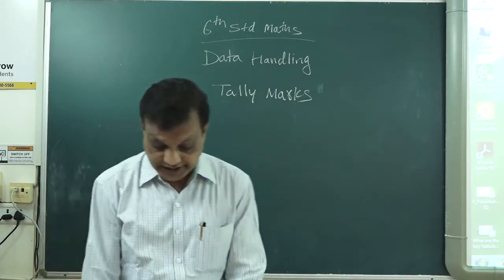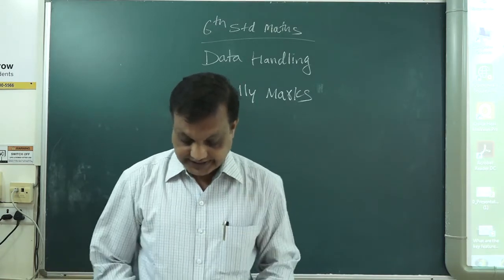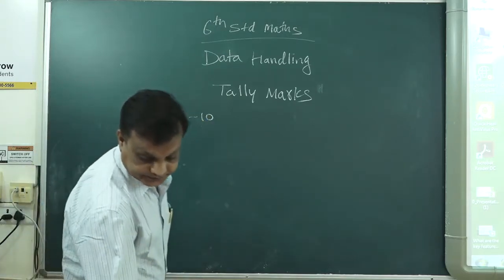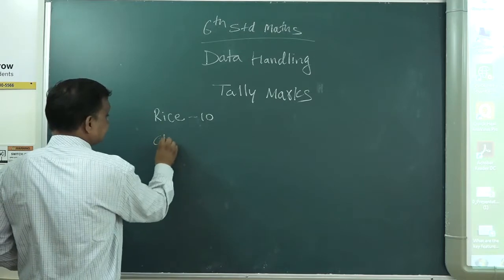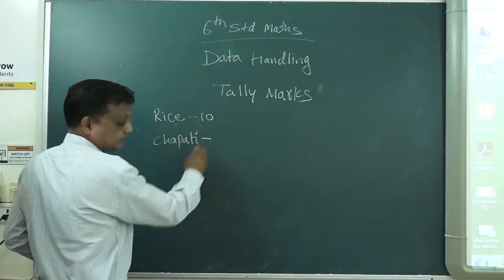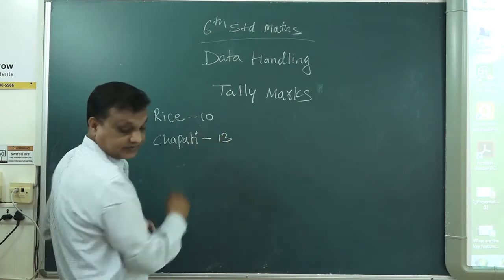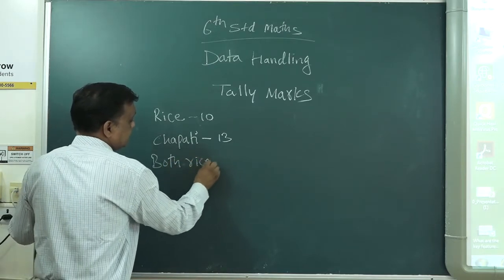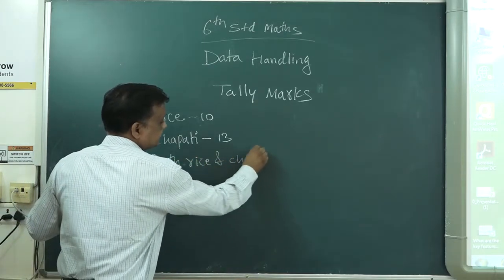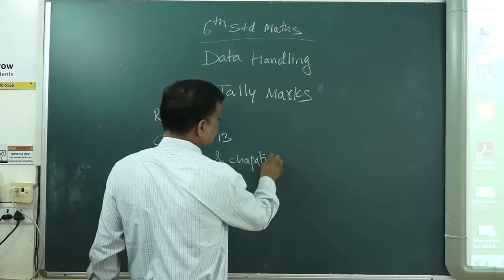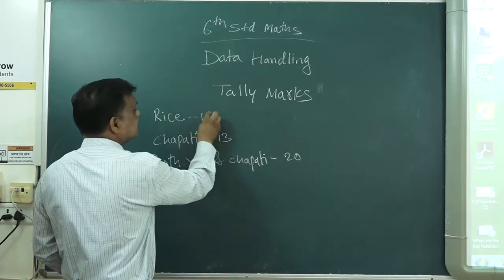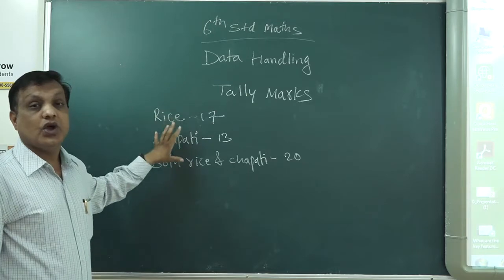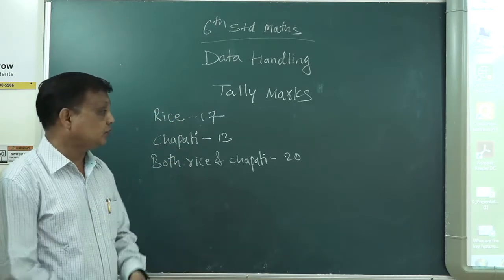Here, the question is: rice 10, chapati 13, and both rice and chapati 20. So if we take something else here, it is easy for us to understand. I have taken 17 instead of the 10 I took before. Now this information you have to show in the form of tally marks.